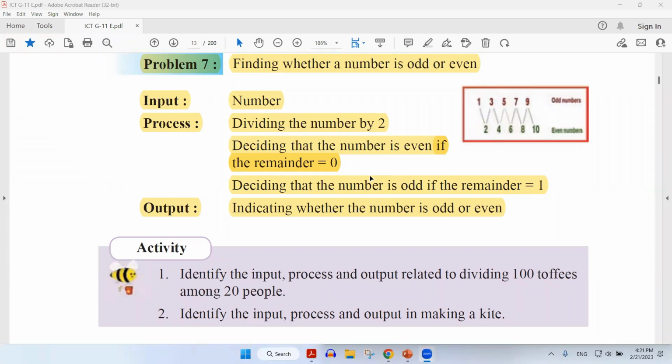In the above problem, the output will be differentiate due to the condition specified in the process.